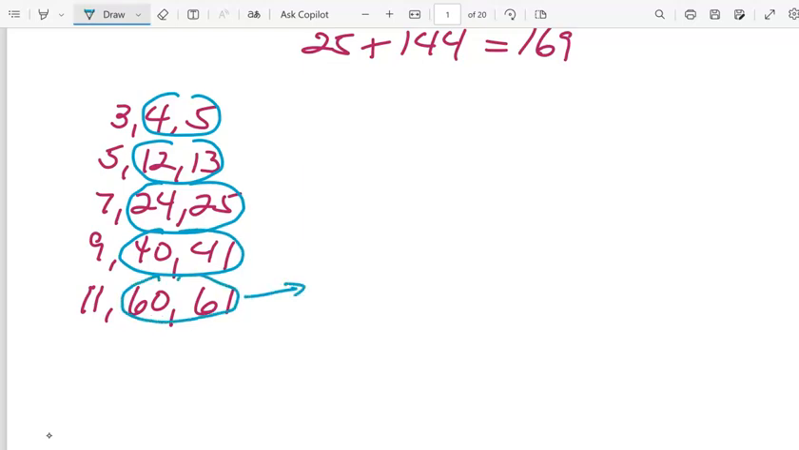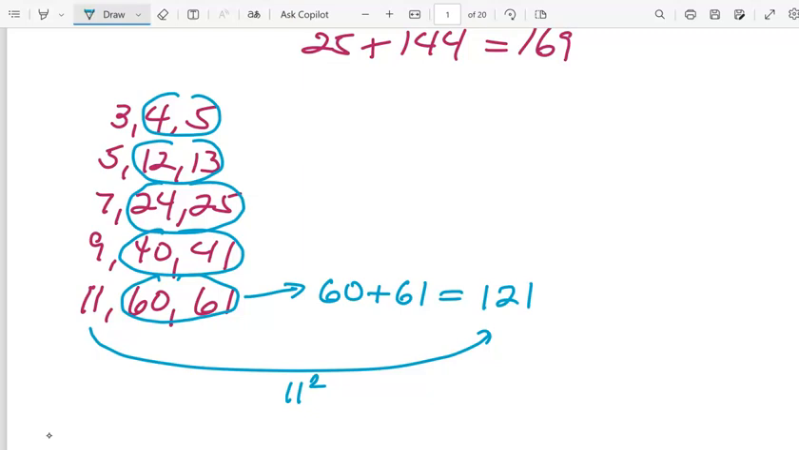And quick check, what happens if I add the two longer sides together? We get 60 plus 61, which is 121, which happens to be 11 squared. The same thing is true for each of the other Pythagorean triples. 40 and 41 added together are 81, which is 9 squared. 24 and 25 added together are 49, which is 7 squared. 12 plus 13 is 25, that's 5 squared, and 4 plus 5 is 9, which is 3 squared.